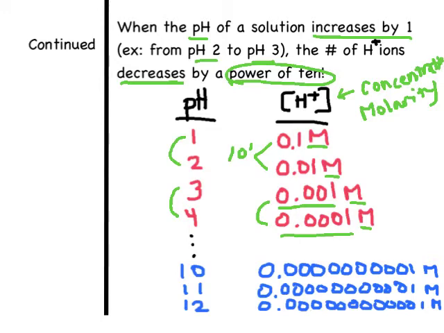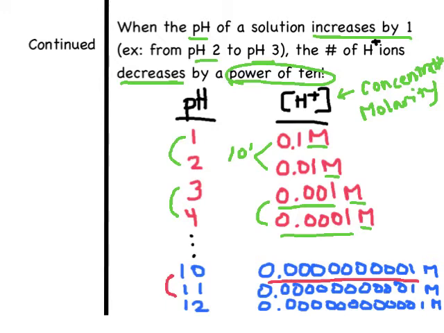a power of 10. When you get all the way down here to the basic side, pH 10, it means that there are 0.0000000001 molarity, or concentration, of hydrogen ions. And if we drop down to pH 11, then it's 0.00000000001. So it's a tenfold difference. We add another 0 right there.